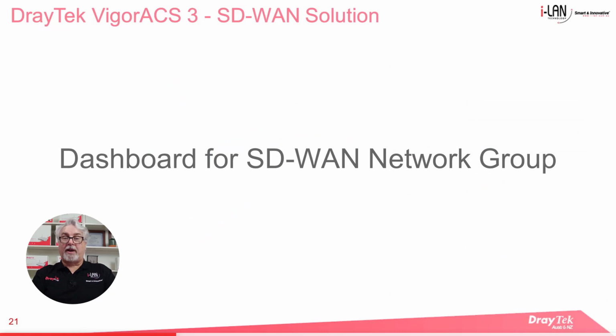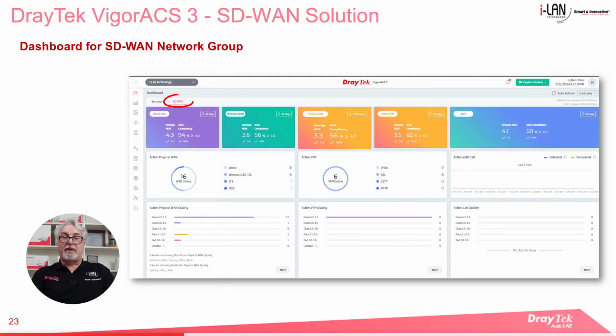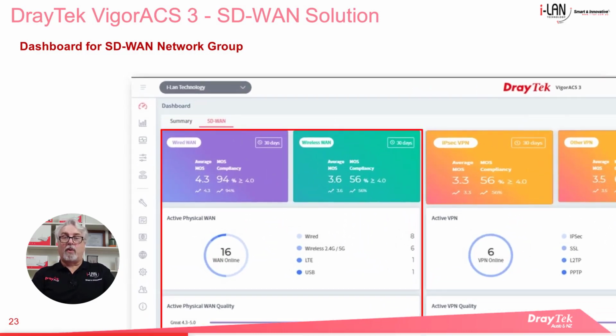The SD-WAN dashboard allows quick access to a variety of monitoring and configuration options for an SD-WAN network group. To display the SD-WAN dashboard, you'll need to first select a network group under the root network. In the example shown here, we've chosen ILAN technology. Clicking on the SD-WAN tab in the dashboard menu will display MOS details for active physical WANs, active VPN connections, and active VoIP calls. In the left-hand pane, you'll see wired and wireless WANs, which includes wireless 2.4 and 5 GHz WANs, LTE WANs, and USB WANs.